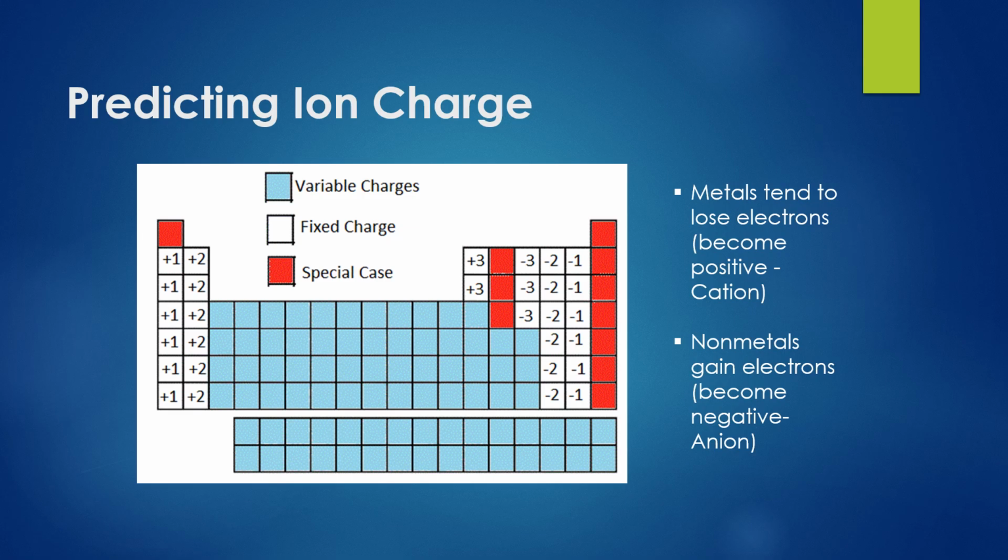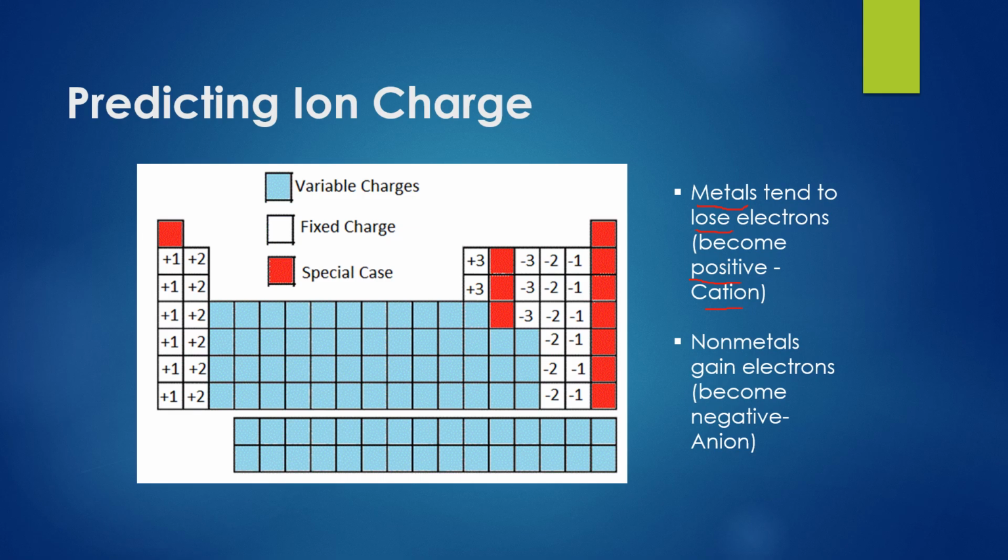So off to the right here, we have a general trend. So you'll see that metals will tend to lose electrons. So if they're losing electrons, that means they're losing a negative charge. So if they lose a negative, they're going to become positive. And the term for a positive ion is a cation. So whenever you see a metal, as long as you know where the metals are, they're almost always going to form a cation, a positive charge. So they're going to like to lose electrons.